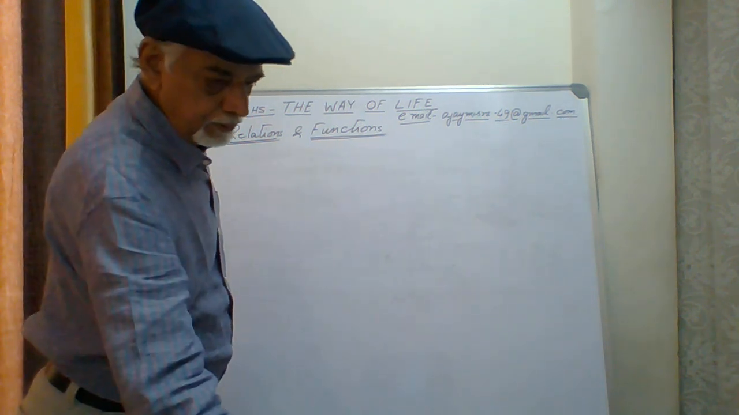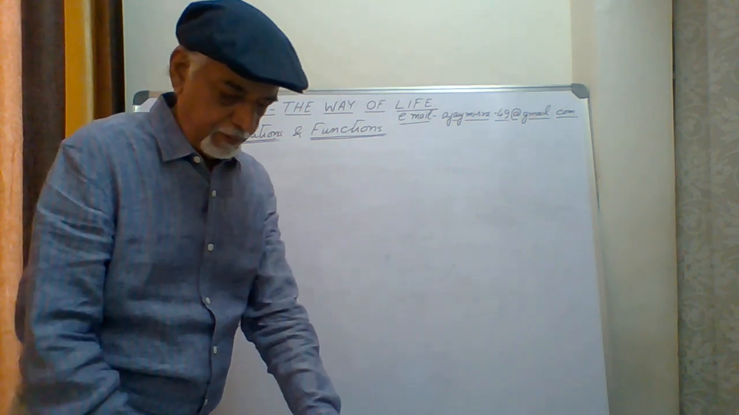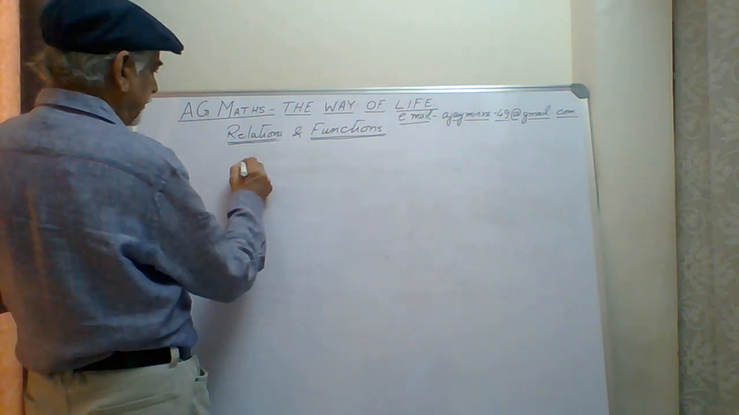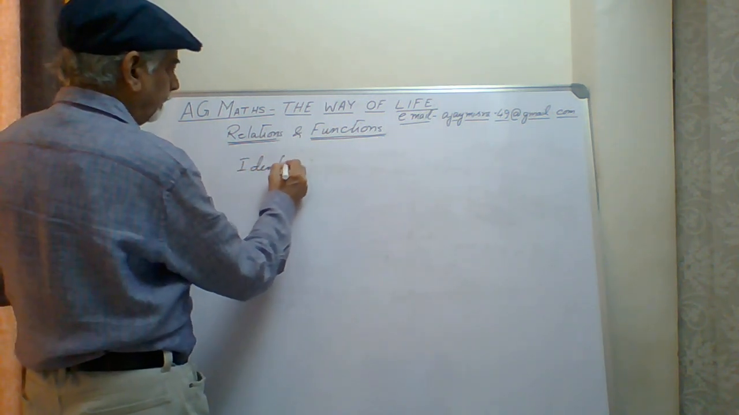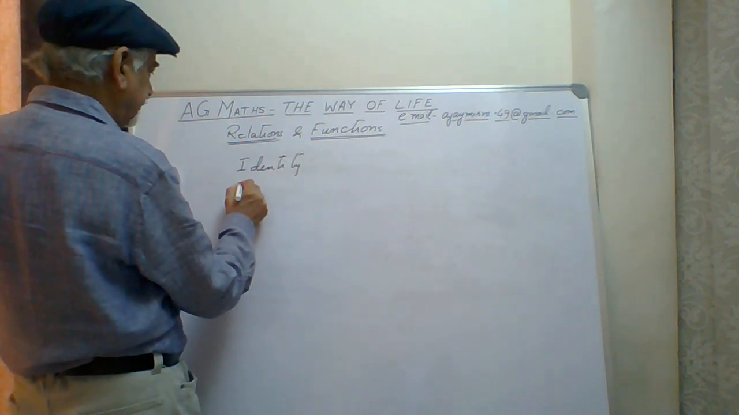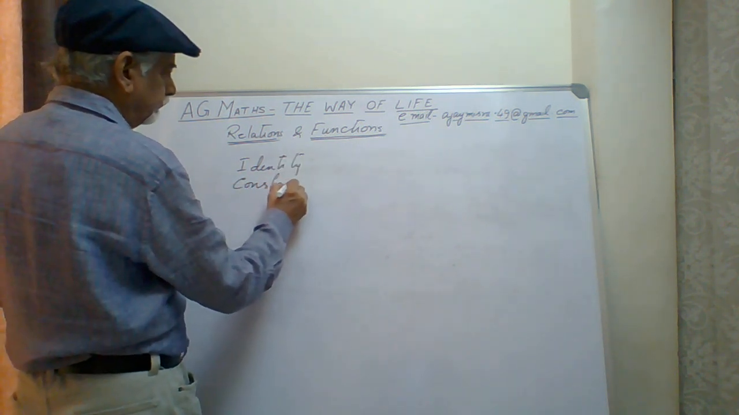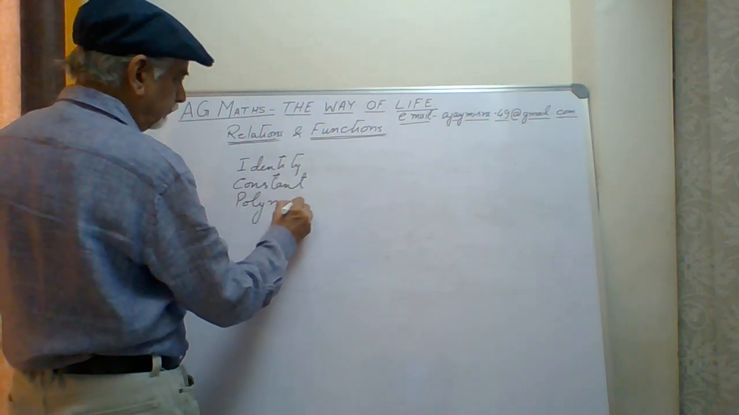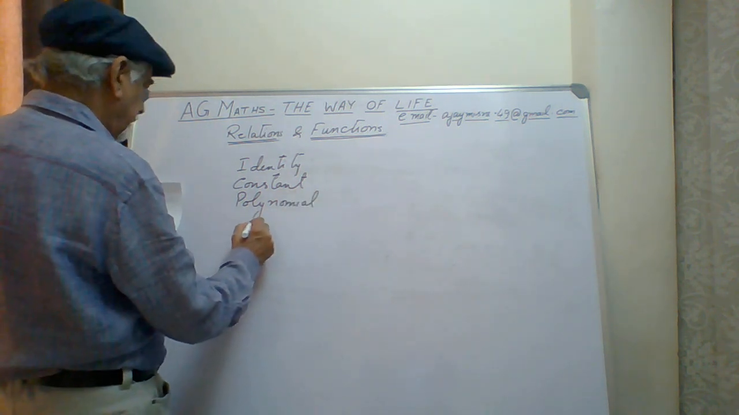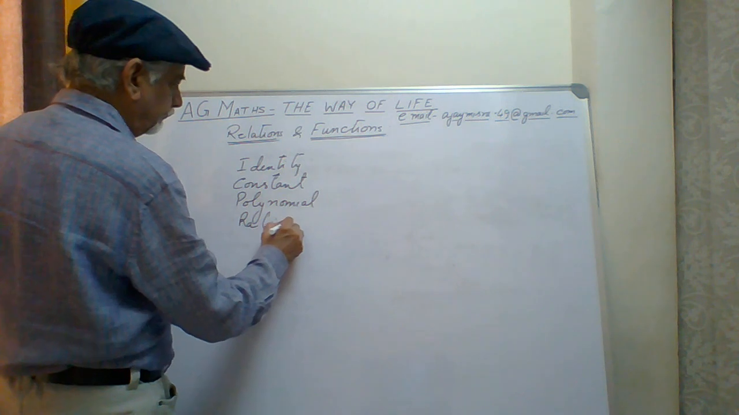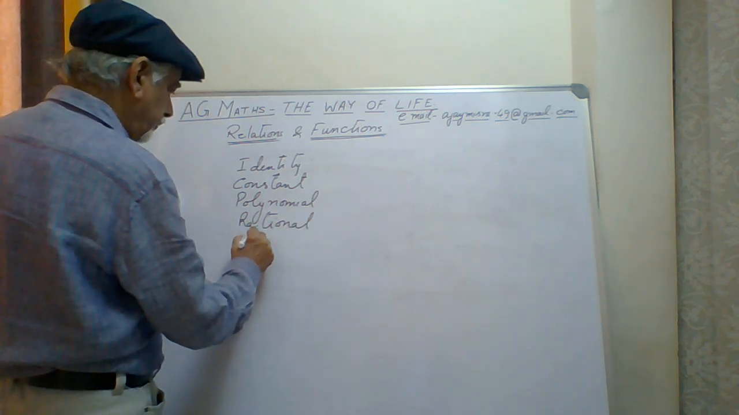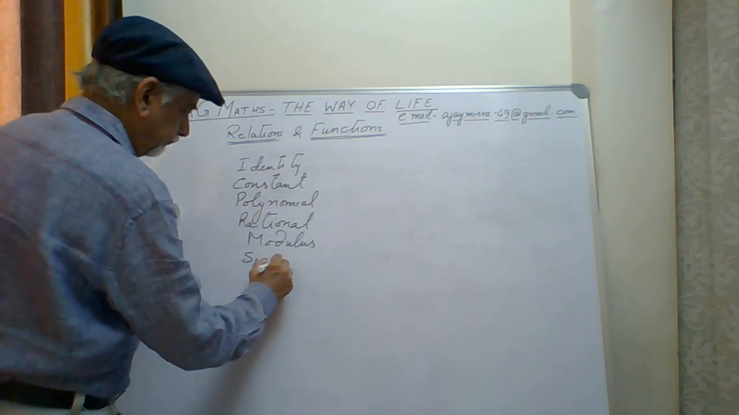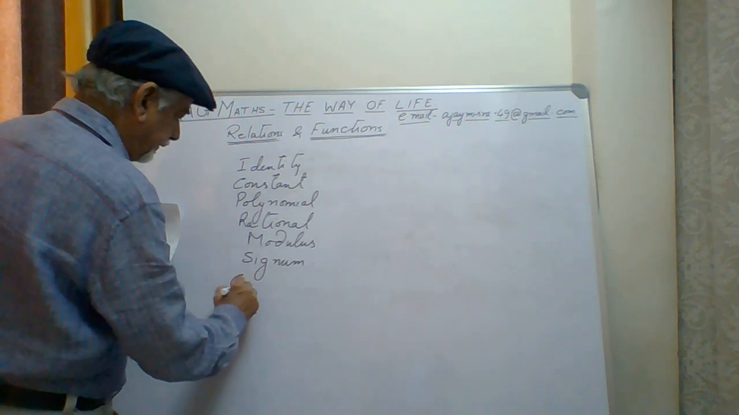Now I'll show you a few graphs so that we can understand what the types of function are. First of all, let me tell you, it is the identity function. First one. Second is your constant function. Third is polynomial. Then comes your rational. Then modulus function. Signum function. And greatest integer function.